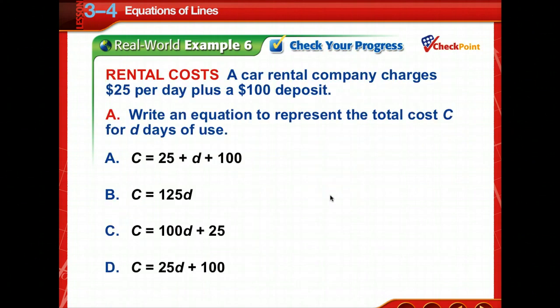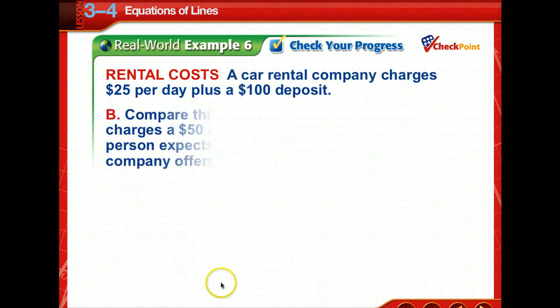Okay. Time for you to check your progress. So pause for a moment. You need to write an equation that's going to represent the total cost, C, for D, days use. Very good. We have a $100 deposit we have to pay plus $25 per day.